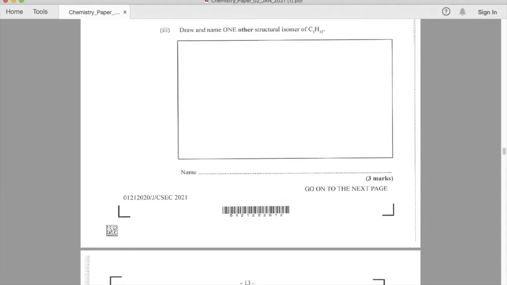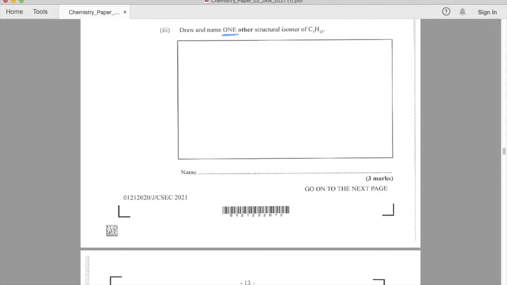So we should draw and name one other structural isomer of C5H12. Now, an important thing to note: the word one is in all caps and other is bold. So we cannot use the isomer that we just drew above, 2-methylbutane, and we cannot use pentane. So we'd have to use another structure.